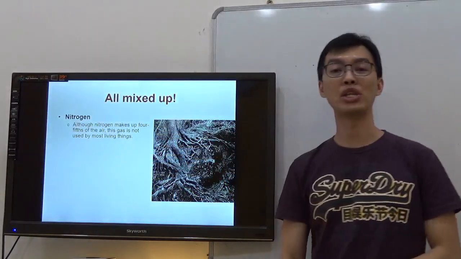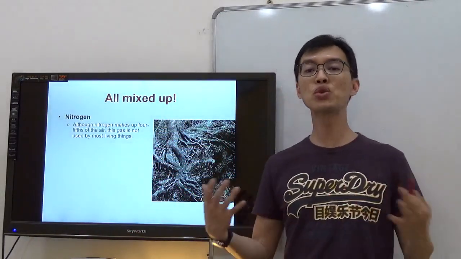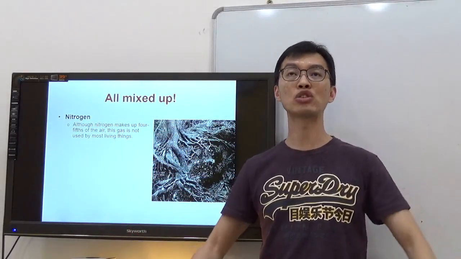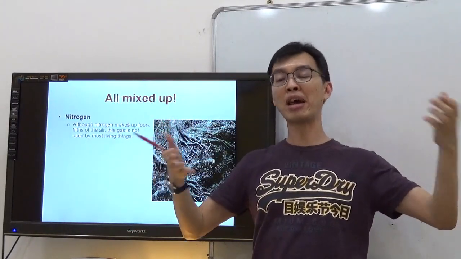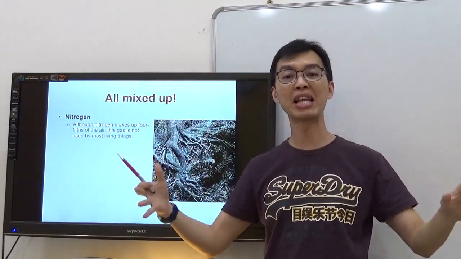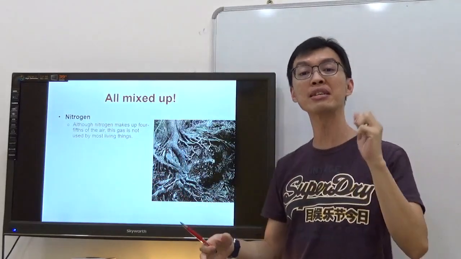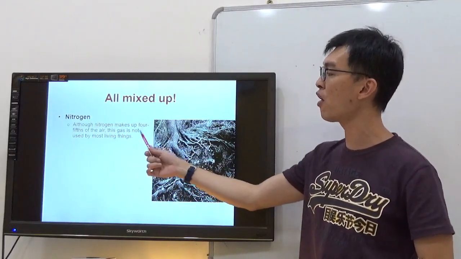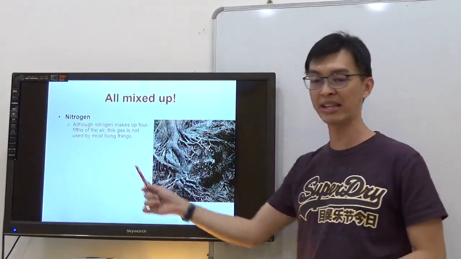Now let's talk about nitrogen. Nitrogen is not needed by us. Humans don't need nitrogen at all. It means if I were to take in nitrogen, about 79% of nitrogen is taken in, and about 79% of nitrogen is all given out. We do not use a single percentage at all, okay? So although nitrogen makes up 4/5 of the air, this gas is not used by most living things.